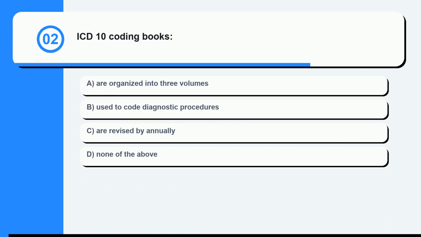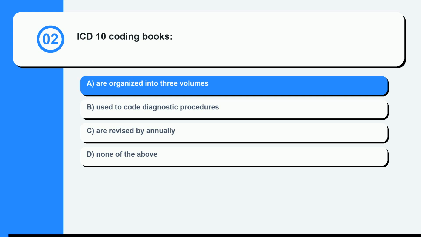Question 2. ICD-10 coding books A. Are organized into 3 volumes. B. Used to code diagnostic procedures. C. Are revised biannually. Or D. None of the above. The correct answer is A.